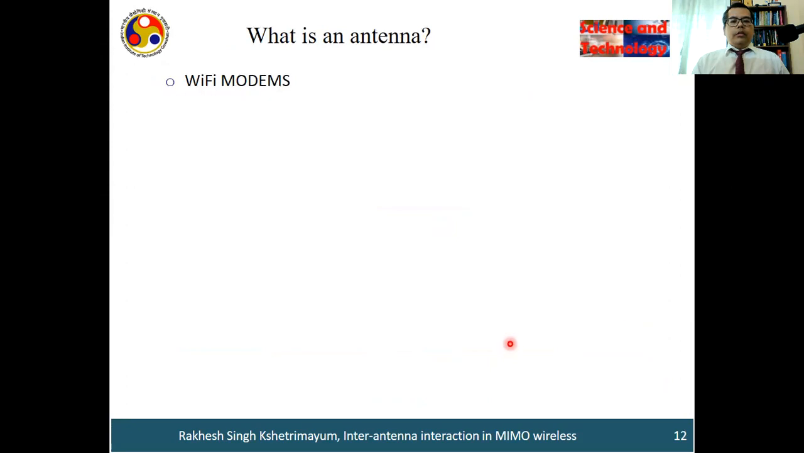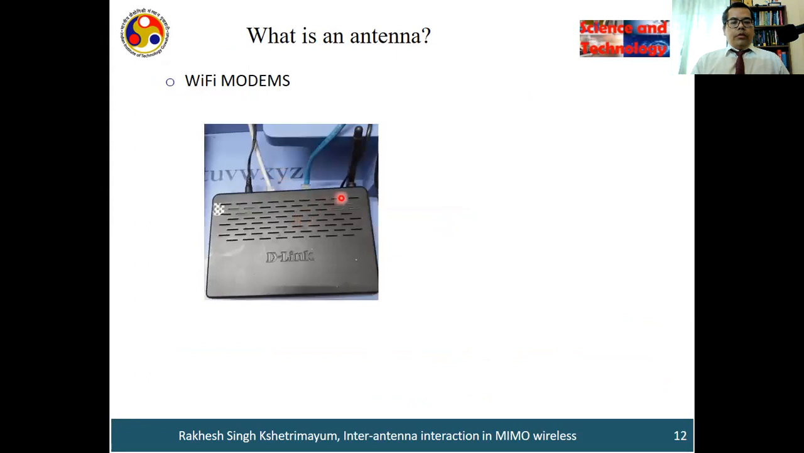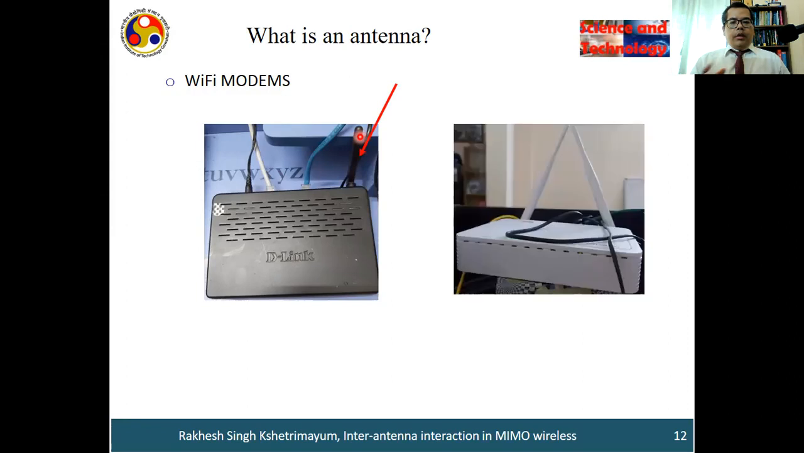Okay, so let us check some typical examples. I have observed Wi-Fi evolution over the years. These are some of the Wi-Fi modems we have used. This is an old Wi-Fi modem. What you see here is a protruded structure. Here is an antenna, and we have just one single antenna here. But in recent Wi-Fi modems, we can see two antennas. You can see 1, 2 antennas. These protruded structures are antennas.